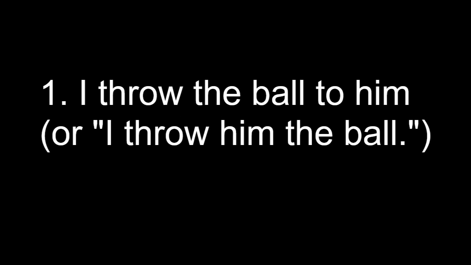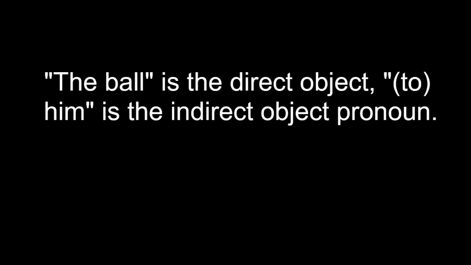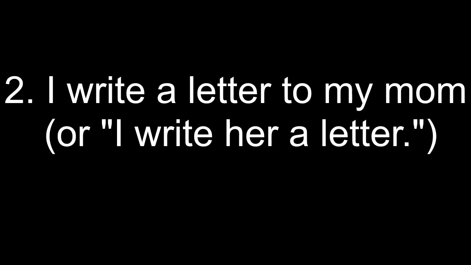Study these two examples. They may help you understand how an indirect object pronoun works. The first sentence, I throw the ball to him. The to him is the object pronoun, and the ball is the direct object. The indirect object is to him. Le lanzo la pelota. I throw to him the ball. Again, the ball is the direct object, and to him, le, he's the indirect object pronoun.